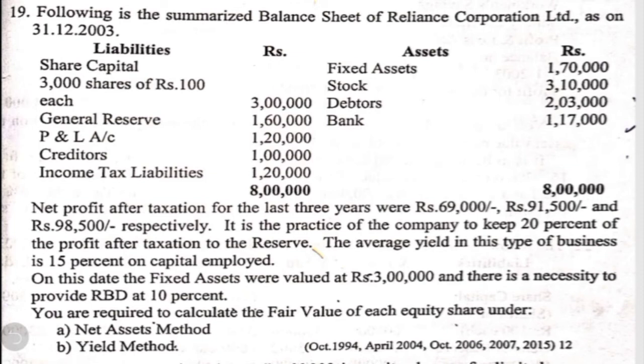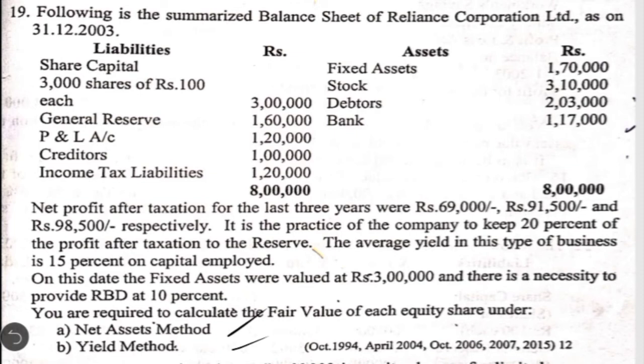It is the practice of the company to keep 20% of the after tax profit to the reserve. The average yield in this type of business is 15% on the capital employed. On this date, the fixed assets were valued at 3 lakh and there is necessity to provide for RBD at 10%. You are required to calculate the fair value of each equity share under net asset method and yield method. So we have to calculate the value of share under net asset method and yield method.